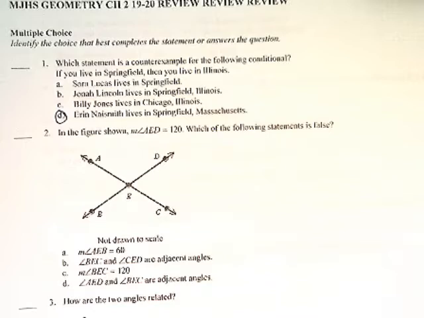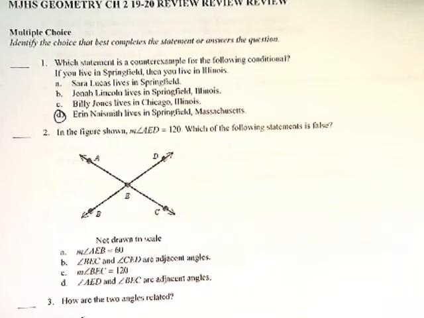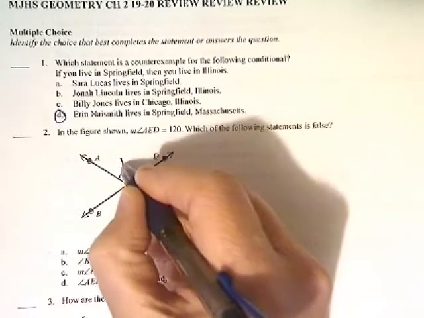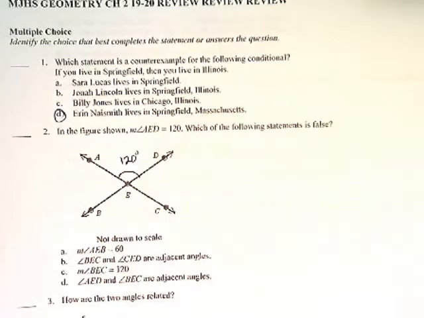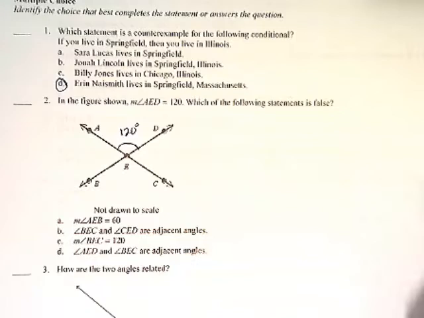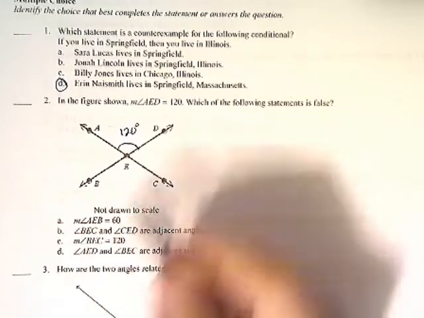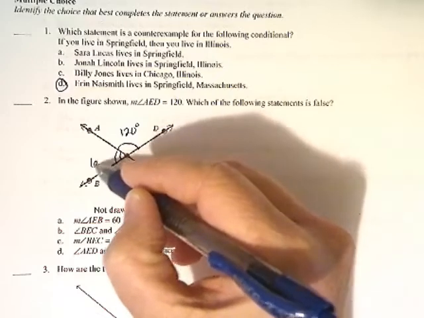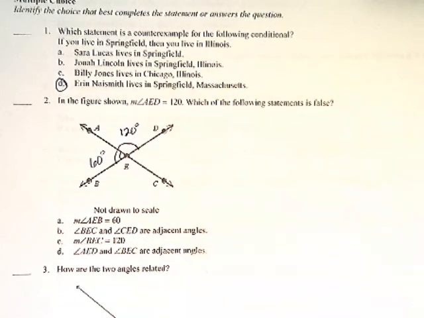Number 2 says, in the figure shown, the measure of angle AED is 120. That's that angle right there. It's 120 degrees. Which of the following statements is false? Angle AEB is 60. AEB, that's this angle. And it is 60 degrees because the two of them are a linear pair.